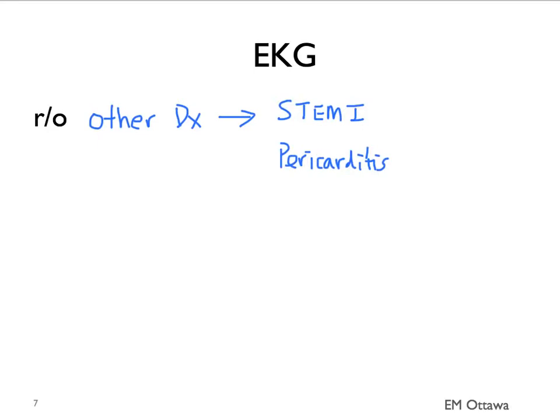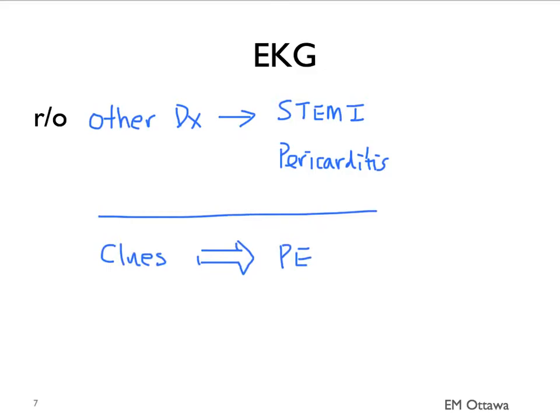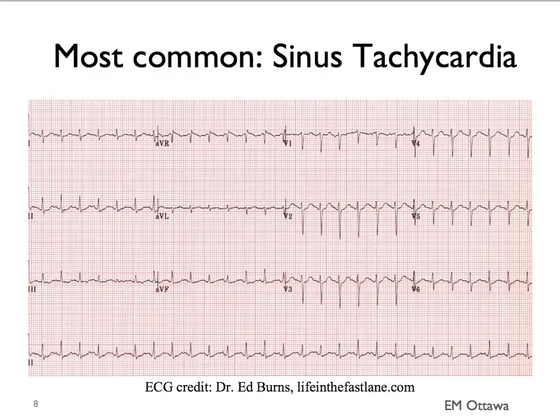Next, we'll talk about EKG. The EKG serves two purposes. One, to rule out other diseases. What other diagnoses can be helped by doing EKG? It includes ST elevation MI and pericarditis that can give patients shortness of breath and chest pain. There are also other clues on EKG that point to the patient having a PE. They include the following. The most commonly seen EKG finding in patients with PE is sinus tachycardia. This is seen in about 40% of patients who have a PE.